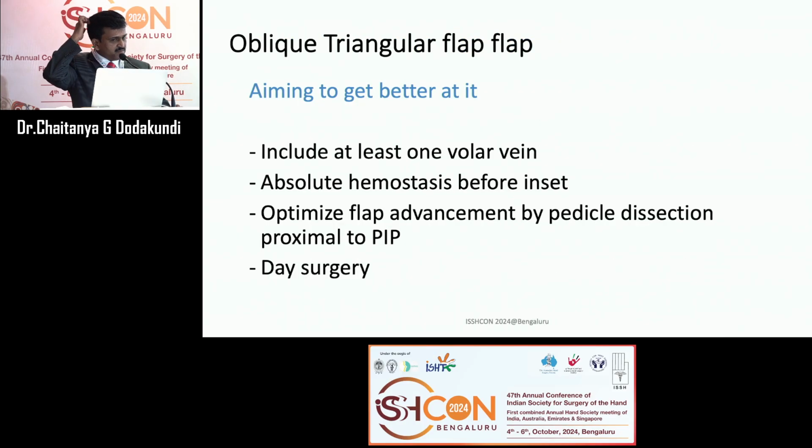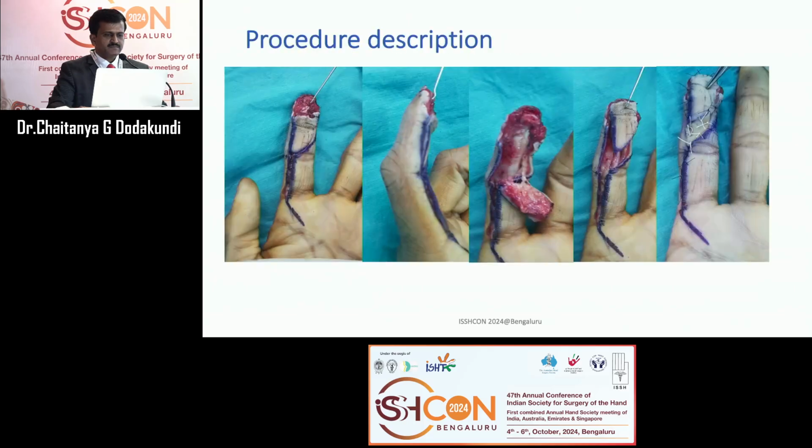Now, how do we get better at doing an oblique triangular flap? Personally, what I prefer to do is include at least one volar vein. Before you insert, make sure the flap is bleeding nicely and there is absolute hemostasis in the field. Dissect the pedicle proximally so that you don't do a closure in tension, or you keep the PIP or DIP joint flexed. So this is the description. As you all know, we do the dissection 2.5 times the width of the defect, go all the way to the MCP crease.